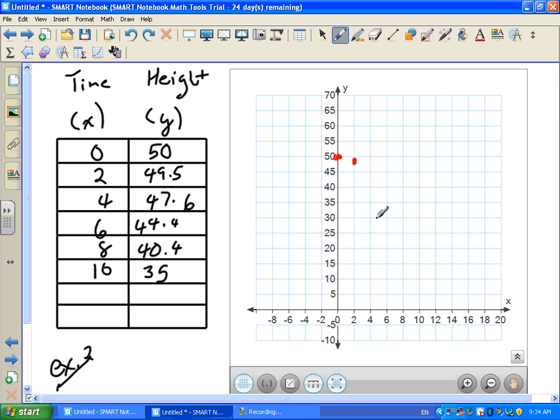4 is 47. So once again, still very close. 6 is at 44. So I'm just below 45. 8 is at 40. 10 is at 35. So that's where we're starting to get a change. So this is all the information they've given us. What we need to do here is make a line of best fit. We're going to estimate to where this graph is going to go. So I'm going to start connecting the dots, try to follow the trend down.